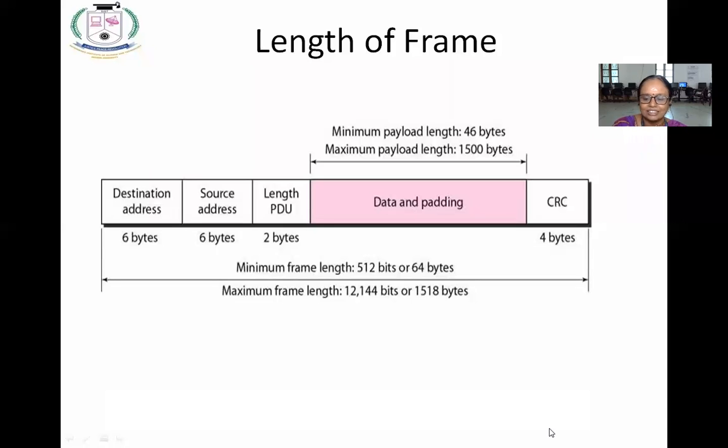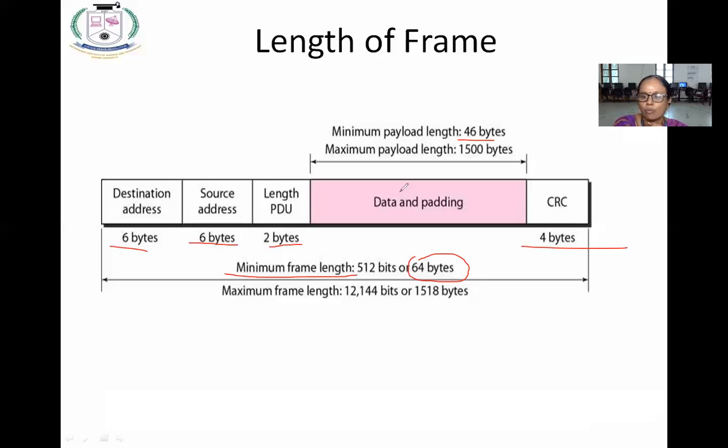Now listen to this particular thing. Very simple. We can say 46 bytes for data. So 6 bytes, 6 bytes, 2 bytes, 46 bytes, and 4 bytes. So 6 plus 6 is 12, plus 2 is 14, and 14 plus 46 plus 4 is 64. So I have 64 bytes. That is my minimum frame length.